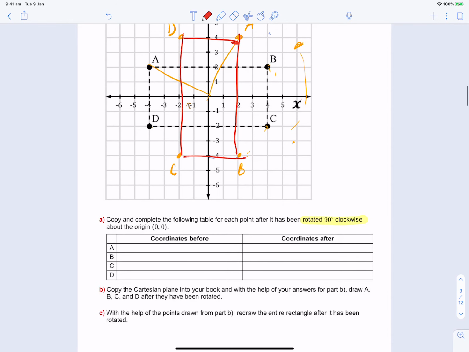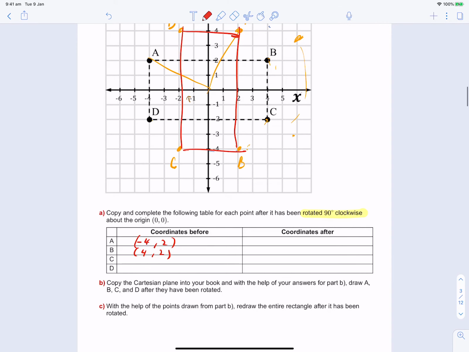So hopefully we're pretty familiar with writing coordinates now. So A is minus 4, comma 2, B is 4, comma 2. Same height, different distance. C is 4, minus 2. And D is minus 4, minus 2.